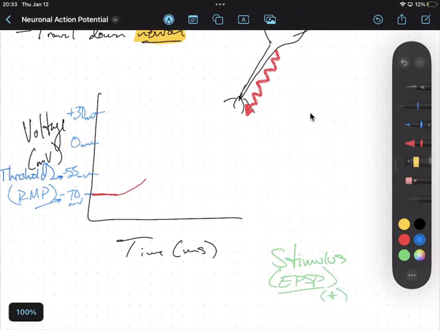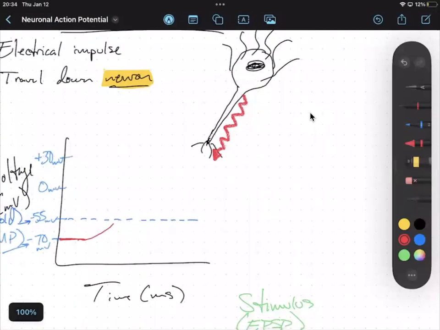Again, threshold is this -55 value that we have right here, and we're just going to draw this going across like this. If we have a sufficient stimulus that gets us up to our -55 millivolt threshold at the axon hillock, remember, if we look up at our diagram here, the axon hillock is this area right in here, this central region. Sometimes it's called the trigger zone. That is where the action potential is initiated. That's where it begins.